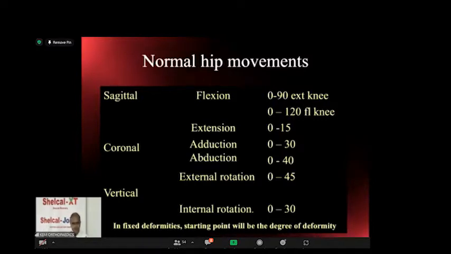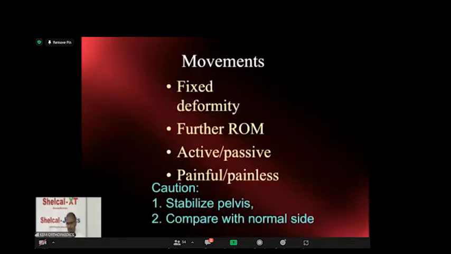Suppose there is a 30 degree fixed flexion deformity, then you tell there is a fixed flexion deformity of 30 degrees, and further painless range of movement is present up to, say, 60 degrees, and further movements are painful. Okay, like that. So it will start from 30 degrees. Whenever you are describing movements, keep these points in mind: what fixed deformity is present, what further range of movement is possible, whether these are active or passive movements, and whether they are painless or painful.